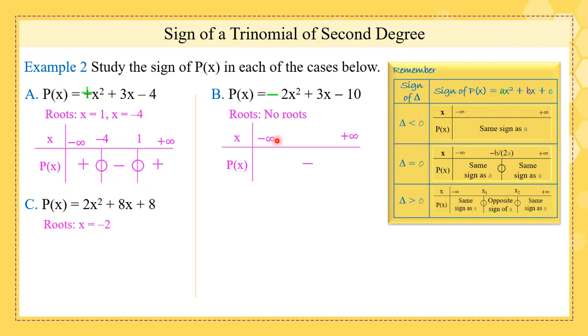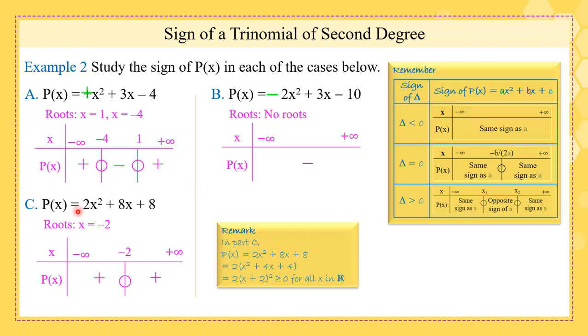Now, a third example, we just have one double root, which is x equals negative 2. So we are in the second case, same, and this is plus, this is plus. Remember, the same sign as a. Remember again, we have the same sign when delta is negative, the same sign when delta is 0, and we have same, opposite, same when delta is positive. Now, specifically in this case, if we just take 2 in common, we get x squared plus 4x plus 4, and this is an identity. This is the same as 2 times x plus 2 quantity squared, which is always positive or equal to 0. And this is what we get in the sign table.